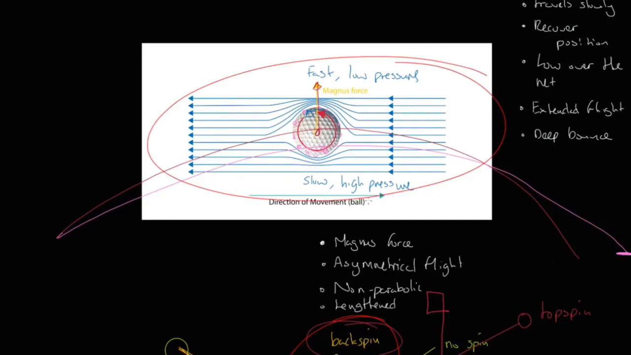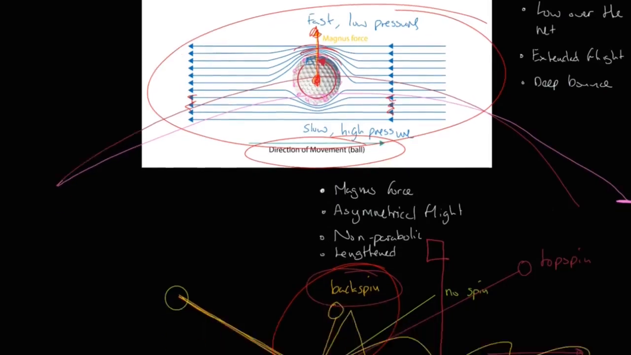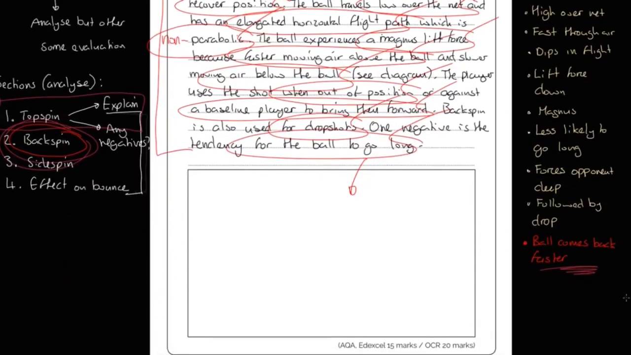Now, a couple of things. Remember to put your direction of movement. Remember to put your little arrowheads on all of the lines at the front and at the back. Remember to draw your Magnus force. Remember that wherever you've got high pressure, the lines get close together and they're further apart where you've got low pressure. So you're creating that pressure differential and you can see it in your illustration. So that diagram effectively is going to go straight into there.